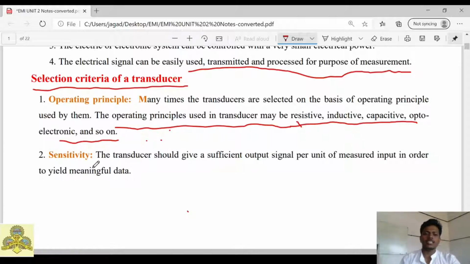The second one, sensitivity. So what is sensitivity? A transducer should give a sufficient output signal per unit of measured input in order to yield meaningful data. When we are selecting any transducer, we look at how sensitive the transducer is. If you want a more accurate product, we should use a very sensitive transducer, isn't it? So sensitivity means it should give a sufficient output signal per unit of measured input to yield meaningful data.